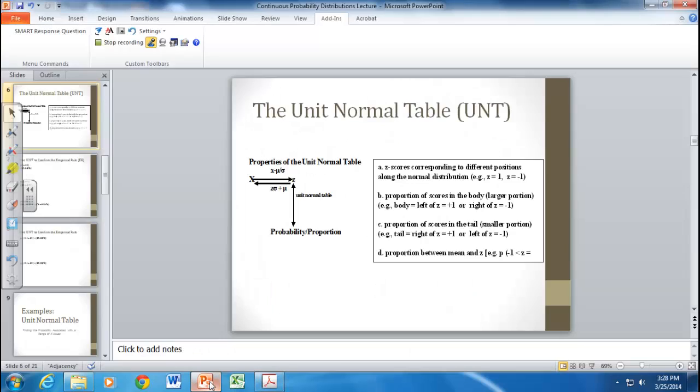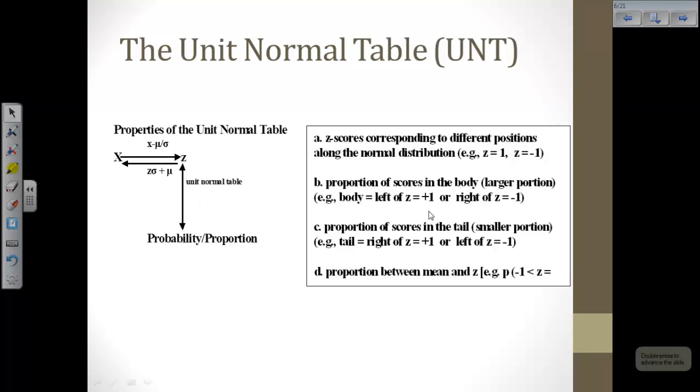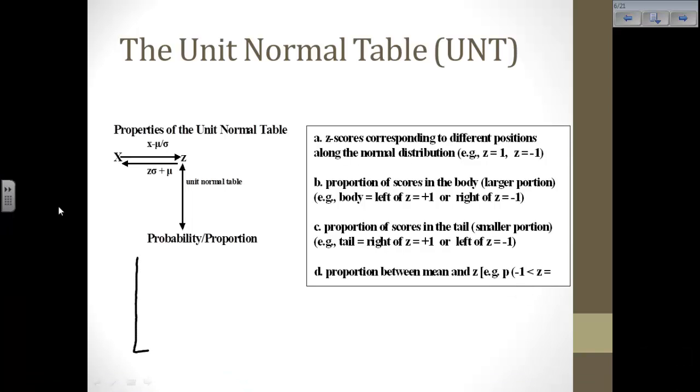So in the slides and on your handout as well, you'll see that I just give you some examples of what would be in the body, what would be in the tail, and what would be between mean and z. So draw out the normal distribution here, just for example's sake. I usually split it up in terms of z-scores. We know that the mean's in the middle, and the z-score for that's always 0. This represents the top 50%, the bottom 50% of the distribution. It's split directly in half. It's symmetrical. So the z-scores corresponding to different positions, that would be like a z-score of 0 or 1 or 2 or -1 or -2.